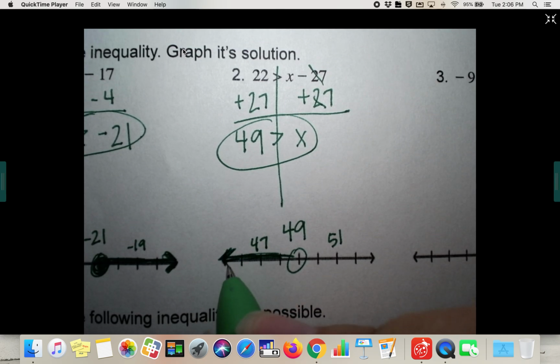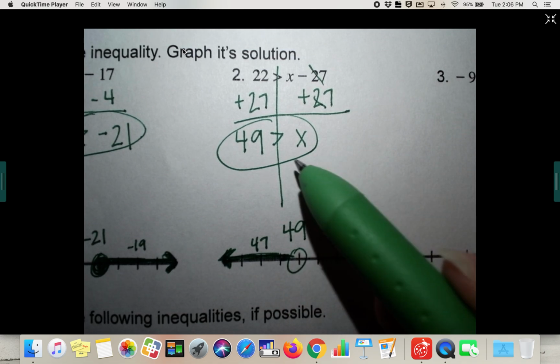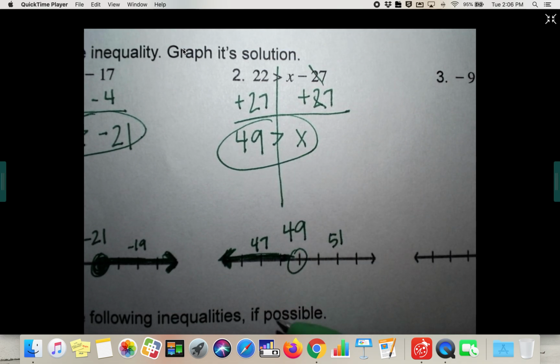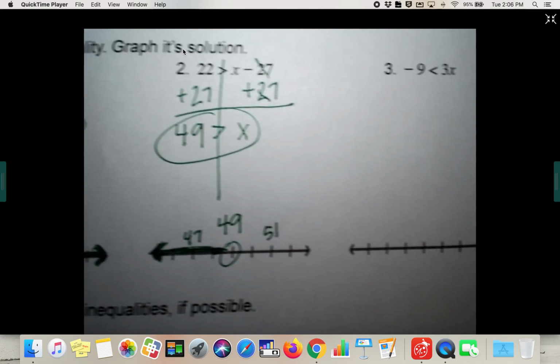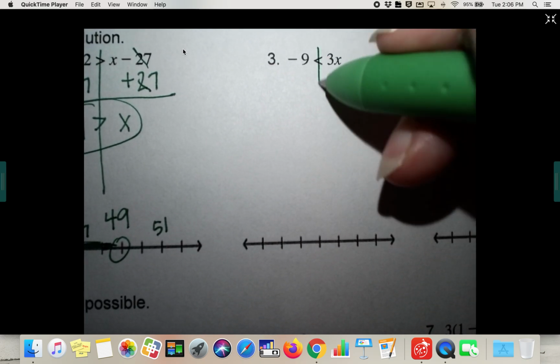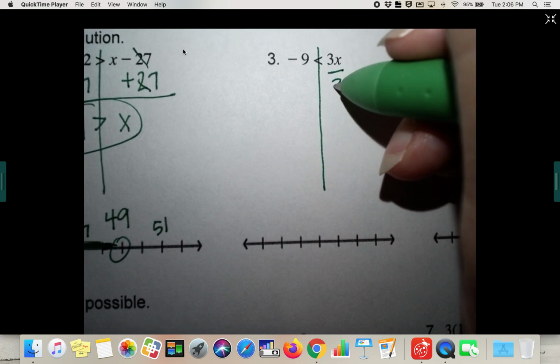Less than is to the left. And we're not going to shade in the bullseye because it's not or equal to. It's only less than. Number 3, divide both sides by 3.